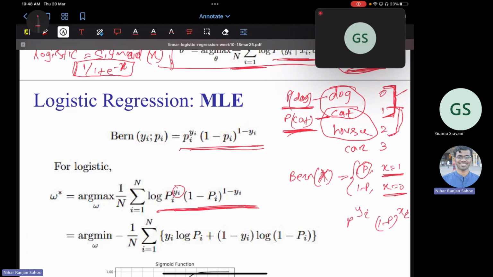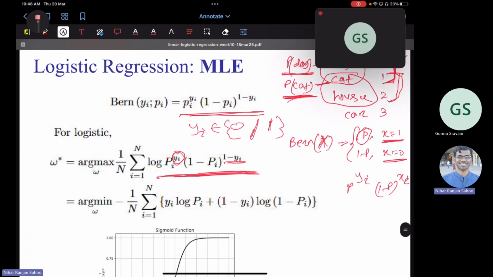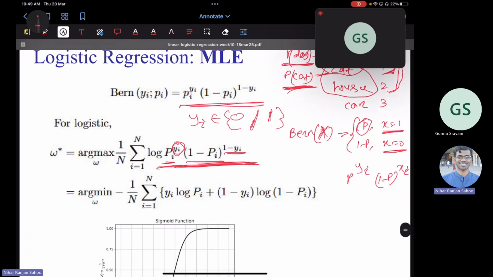The same thing we're applying here. What are the class labels we have? We have only 1 or 0, so yi belongs to 1 or 0. If one class is represented by yi, the other class can be represented by 1 minus yi. That's why we are able to write it like this. For class 1 it is pi, for class 0 it is 1 minus pi; we'll see later how to convert this into the multi-class case. In the binary case, the PMF will be pi to the power yi times 1 minus pi to the power 1 minus yi.